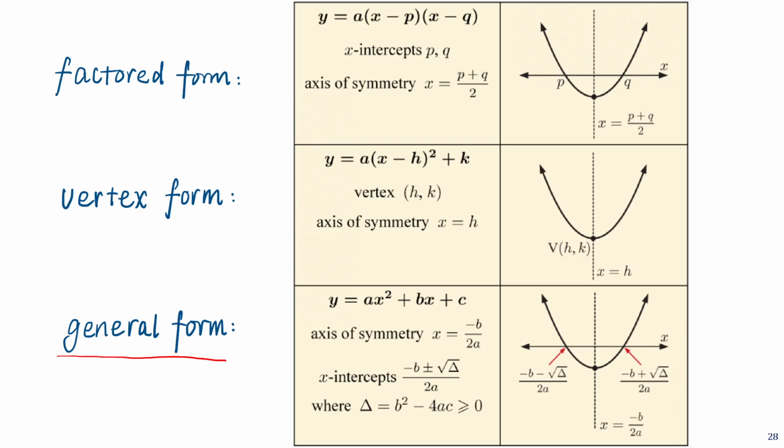And of course, we could also express a quadratic function in vertex form, which is a times (x minus h) squared plus k. If you can write a quadratic function in vertex form, you can read the coordinates of the vertex from this equation directly, which is (h, k). And in this way, the axis of symmetry is x equals h, right? So these are the three different types of equations of a quadratic function.